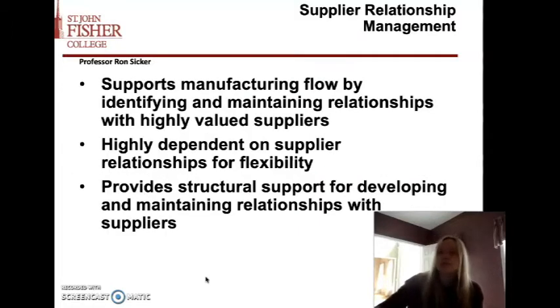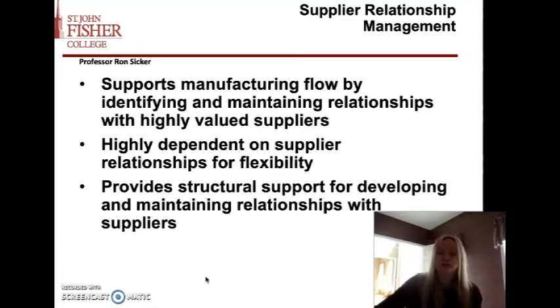So supplier relationship management is a lot like CRM. It's really identifying and maintaining the relationships with your suppliers to get really great rates, and that'll increase the cost effectiveness and the productivity and efficiency of the supply chain. That's why Amazon has such great logistics and they're able to do free delivery, because they have really great relationships with all of their suppliers and their logistics partners, so they can afford to do free delivery and still make a good profit. So supplier relationship management is really dependent on the relationships with the suppliers for flexibility.